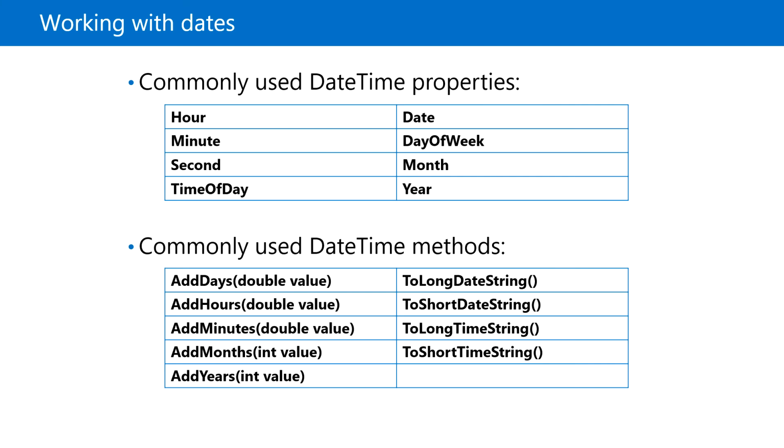So DayOfWeek returns the day of the week, so which day, whether it is Sunday or Monday, whatever it is. And the month property returns the month as a number. Like there will be 12 months, right? So it will return which month, and that will be in a number. And the year returns the year.